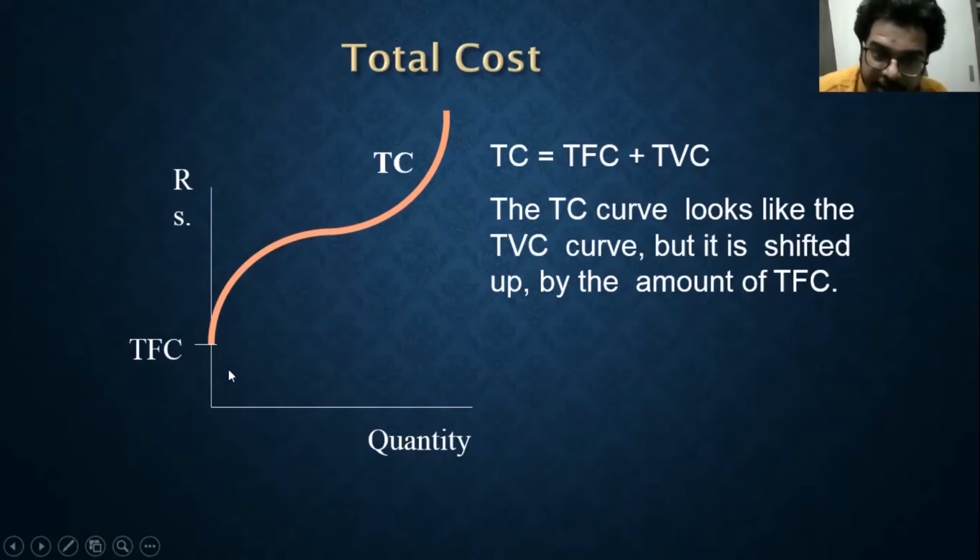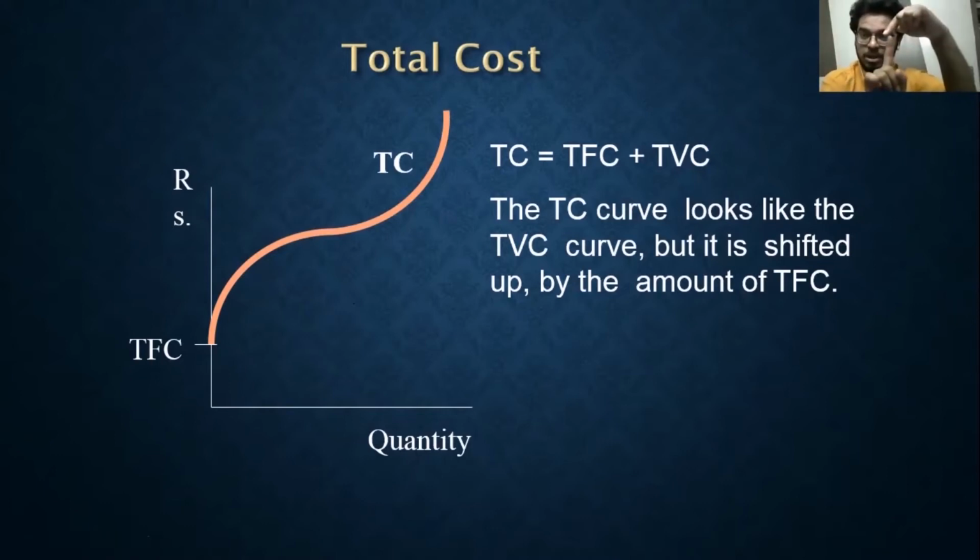I'll tell you again, this is my total variable cost. For each quantity of output, starting from output zero, I have a gap between the total variable cost and total fixed cost. This is nothing but the total fixed cost, which remains the same throughout, whatever the output is. For whatever my quantity of production, this gap remains the same, and the two curves, total variable cost and total cost, are parallel to each other.